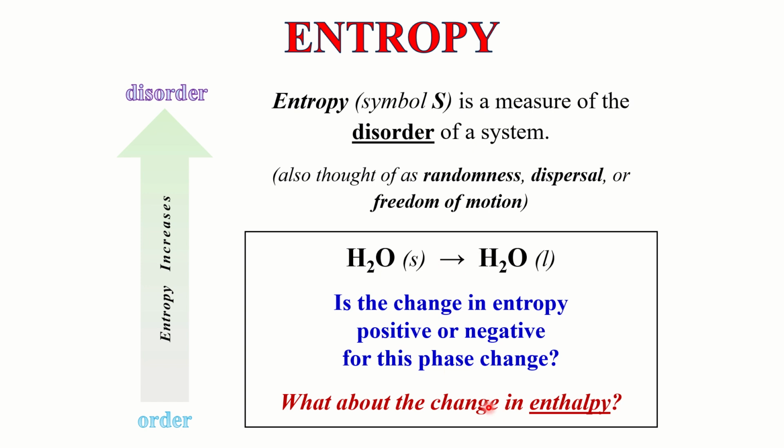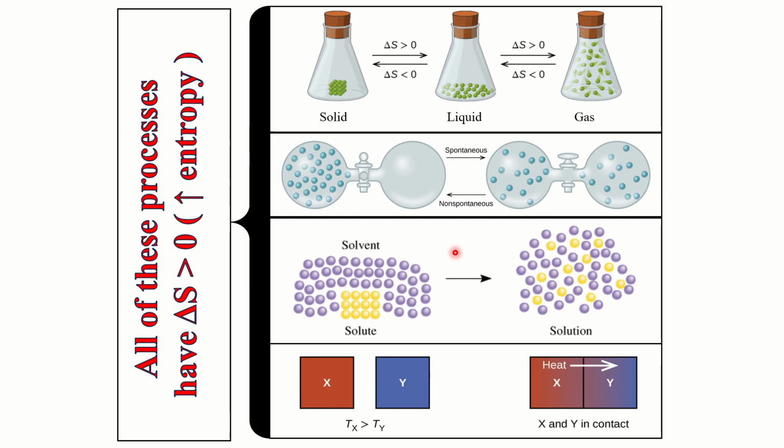What about the change in enthalpy? What is the change in enthalpy here, where we're going from a solid to a liquid? To go from a solid to a liquid, we would need to add heat to this system. So we should say that the change in enthalpy should also be positive. We must add heat to melt the substance. So this is a reaction where both the change in entropy and the change in enthalpy would be positive.